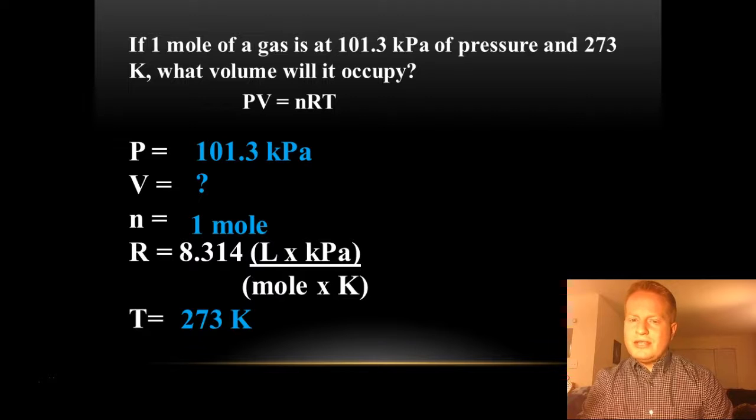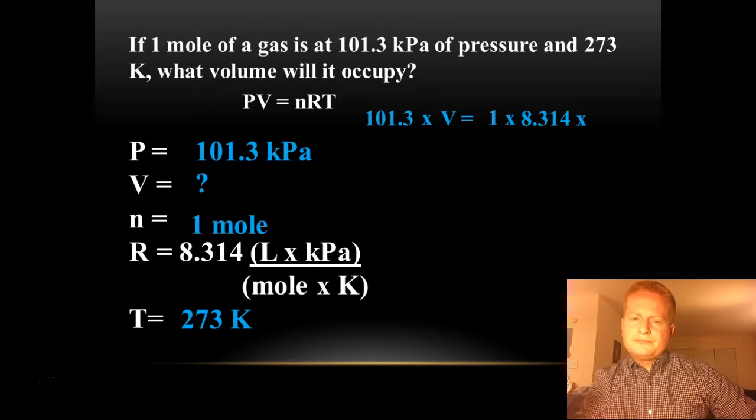Okay, so now we just take those values and enter them into the equation. So we have our equation P times V equals n times R times T. Some people say "PiVNeRT" to help them remember. I like PV equals nRT, whatever works for you. So then we take our pressure, 101.3 kPa, times our volume, I'm going to leave that as a V because we don't know what that is yet, equals our 1 mole times our constant, 8.314, times our temperature, which is 273 Kelvin. So that's how we set up that part.